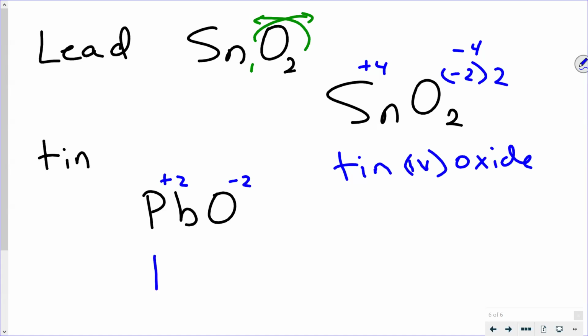For this one, we call it lead 2 oxide. And I say lead and tin because they're in the same group, and they both have this ability to be either 2 or 4. So with oxygen, we really have to be careful. I'm going to take 5 minutes, and then you see if that helped you with anything else.